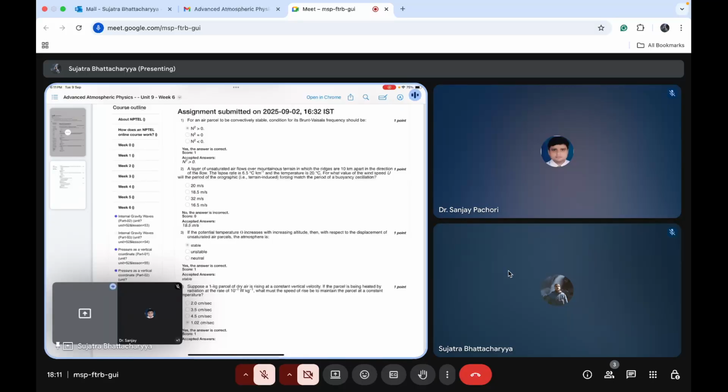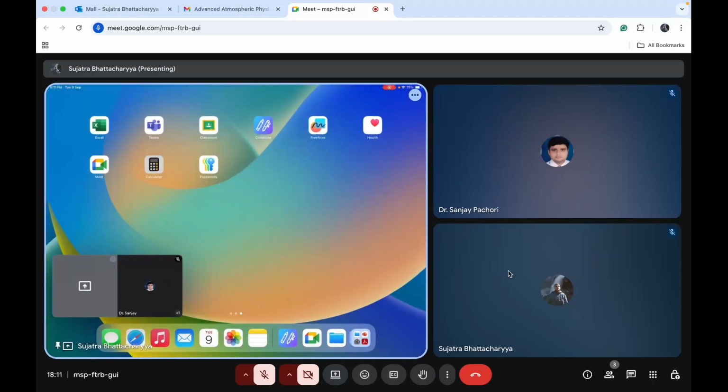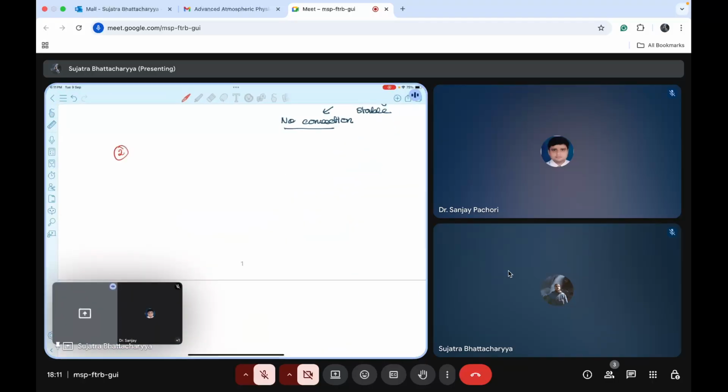Fine. There is a lot of information given, so let us see it one by one. One thing is the buoyancy oscillation, which is nothing but the Brunt-Väisälä frequency. This is the buoyancy frequency. So the time period of the buoyancy oscillation will be 2 pi by N. This is the general definition.